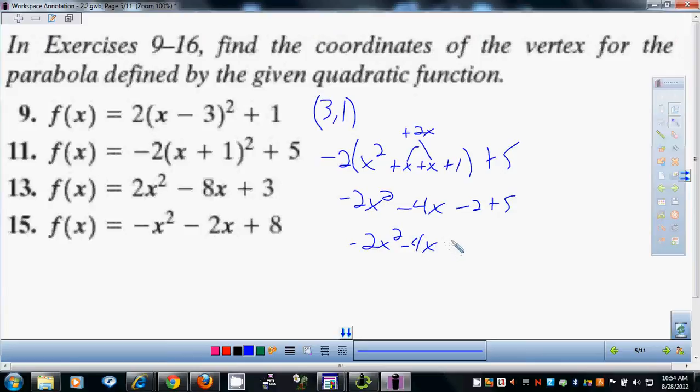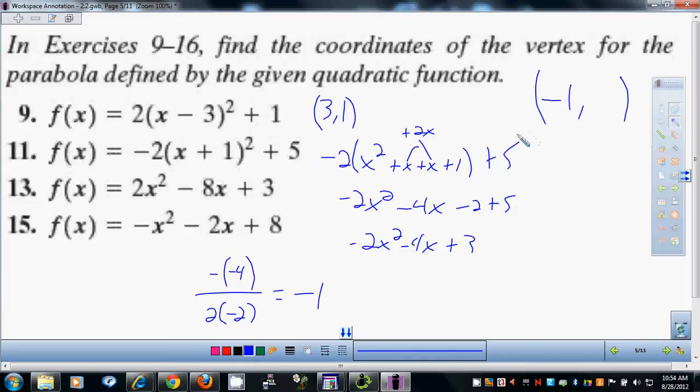Not that the c value comes into play at all anyway. So, vertex time. Negative b over 2a. So that's positive 4 over negative 4, which is, you probably could have already told me that, because the left, it would be moving left, negative 1.